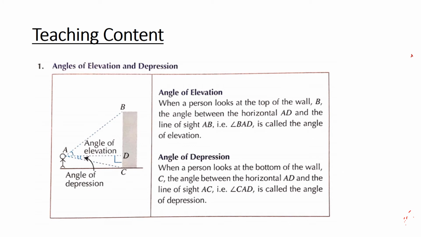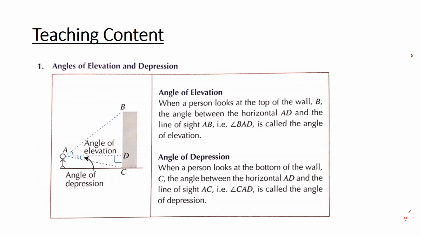What is an angle of elevation and depression? Dear students, see your diagram. On the left side of your screen, a person is standing at position A. BC represents a wall. When a person looks at the top of the wall at B, the angle between the horizontal line AD and the line of sight AB, that is angle BAD, is called the angle of elevation.